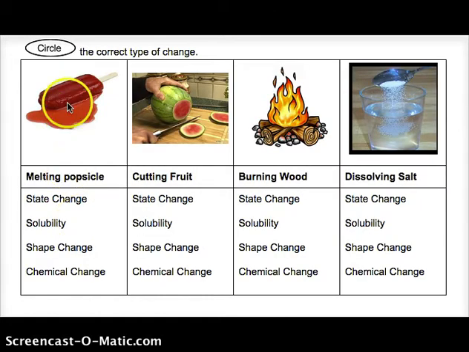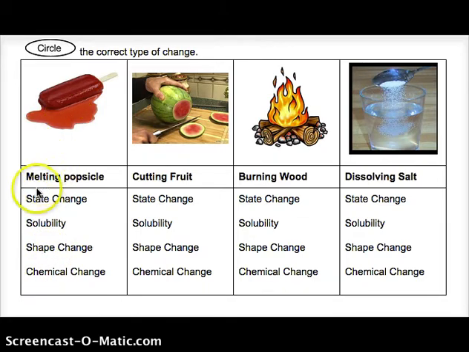You're almost done. This is the last part of this test. It says circle the correct type of change. So in each of the 4 sections, you see a picture and then an explanation. You are then going to circle what the picture is showing.